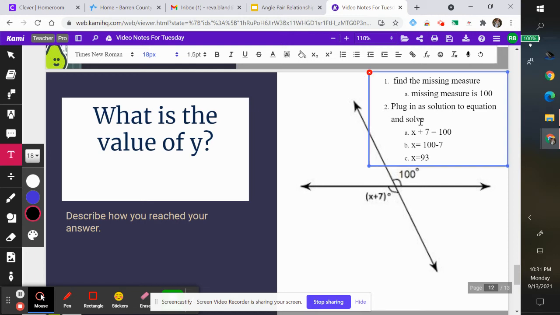So I'm going to plug in as a solution to my equation solve. I'm saying x plus 7 equals 100. To solve that, I'm going to do inverse operations. I'm going to do 100 minus 7. And that means that x is going to equal 93.